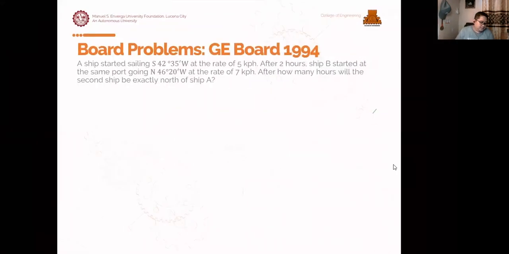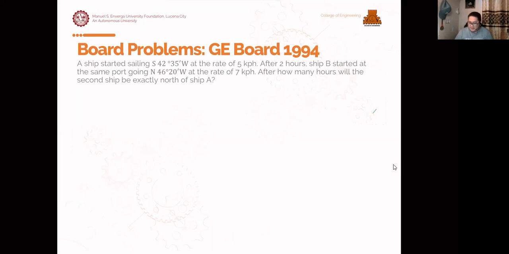Okay, so a ship A started sailing south 42 degrees 35 minutes west at the rate of 5 kilometers per hour. After 2 hours, ship B started at the same port going north 46 degrees 20 minutes west at the rate of 7 kilometers per hour. After how many hours will the second ship be exactly north of ship A? Okay, be exactly north of ship A.